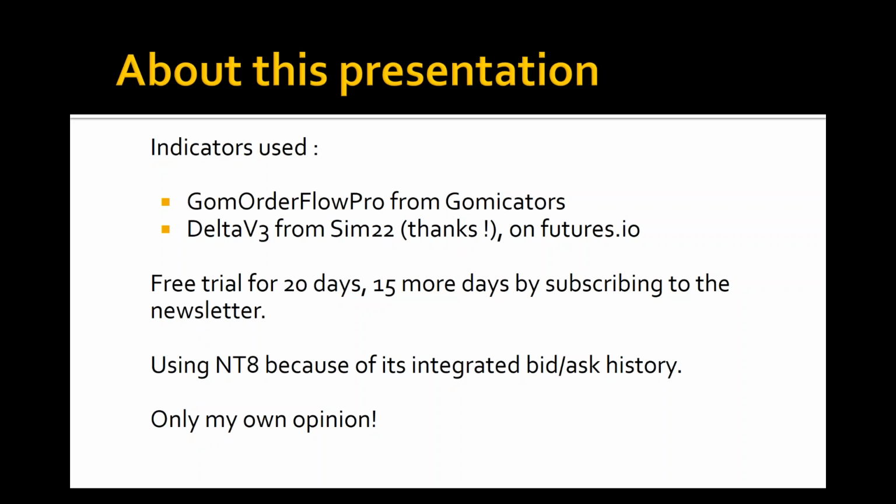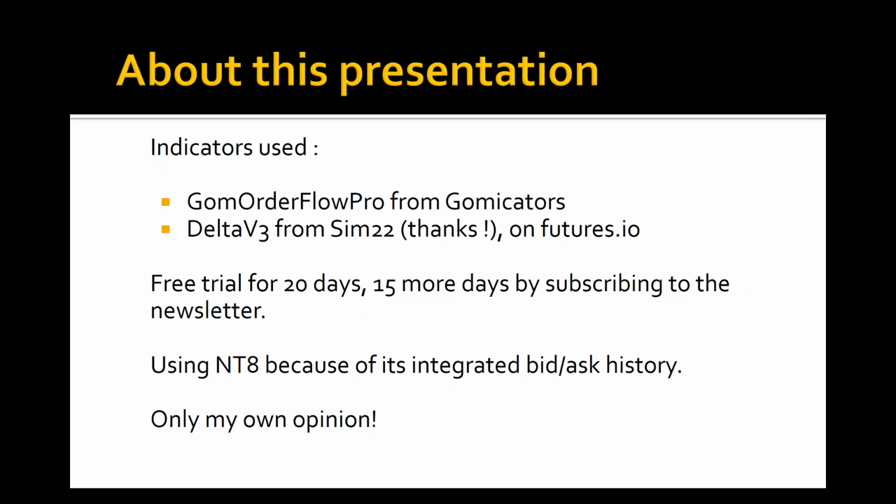In this presentation, I will be using NinjaTrader 8 because, unlike NinjaTrader 7, it has integrated bid-ask recording abilities, so there's no need anymore to record all the bid-ask data by letting your NinjaTrader 7 run, like it was necessary with NinjaTrader 7 and using the GOM recorder. You had to keep your Ninja running, your computer running, your feed running, to be able to record all the historical data for the bid-ask. This is now not necessary in NinjaTrader 8.